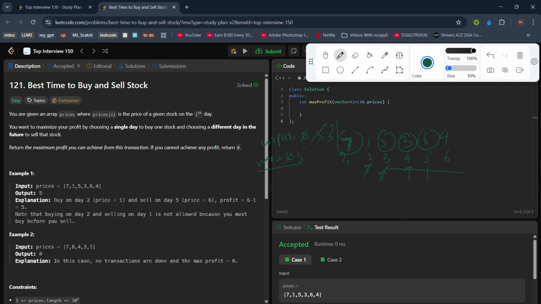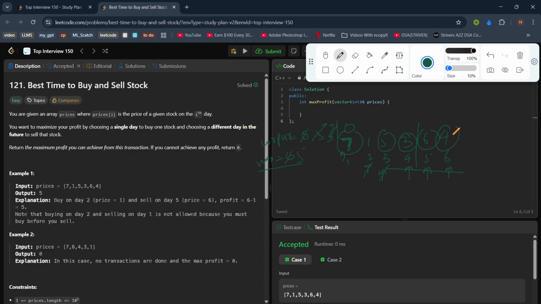Now we move on to the next index, or the next day. We see that the buying price is 6. Now we find another day to sell, but we see that the maximum number is 4, which is less than 6, so we cannot sell on this day. Our current profit will be 0 and our maximum won't be updated.